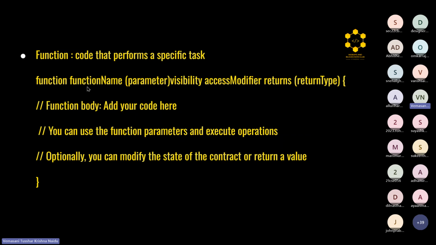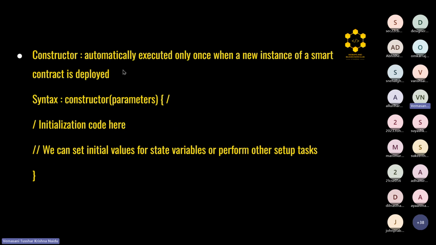A function is code that performs a specific task: function name, visibility, modifier, returns, and the return type, what it is going to return. You add your code; you can use function parameters, execute operations, and everything. What does the constructor do? As I explained before, it automatically executes only once, when a new instance of the smart contract is deployed. It is very similar to a function, but the only difference is it gets executed only once, at the start. We set initial values for state variables or perform other setup tasks. This is what we have done.